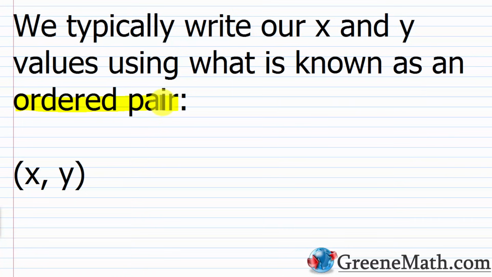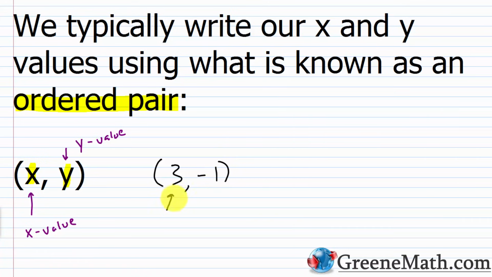An ordered pair looks like this. You have an x, comma, a y. So all the way on the left is always your x value, and then on the right is always your y value. These are not interchanged, ever. It's always the x value, comma, the y value. So in other words, if I give you an ordered pair, 3, comma, negative 1, 3 is your x value, and negative 1 is your y value. So again, the x value is on the left, the y value is on the right.